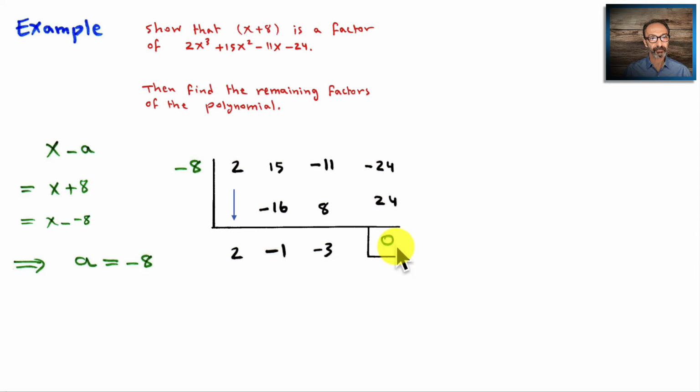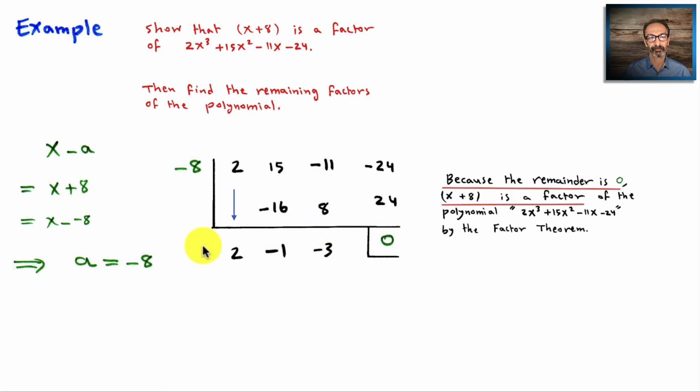So, how do we read this? If it's written as long division, I would say it's easier. But once you get used to it, right here, you should be fine. That's my polynomial without the x's. We're dividing by x plus 8. And that's my quotient, and that's my remainder. So how do you rewrite this? Here we go. Because the remainder is 0, x plus 8 is a factor.